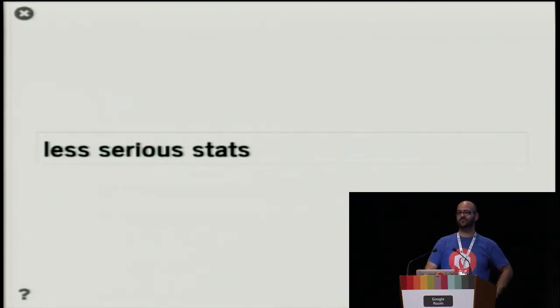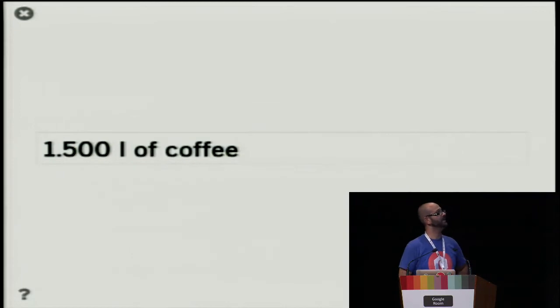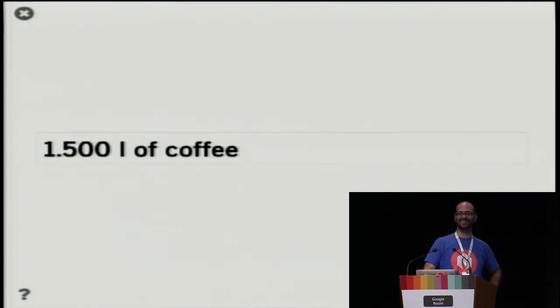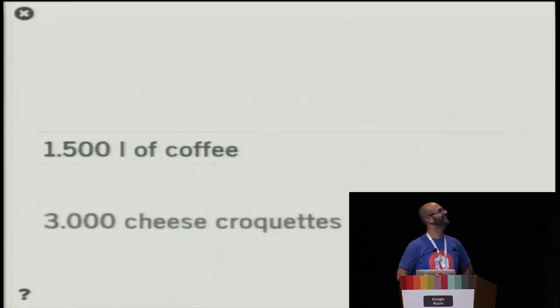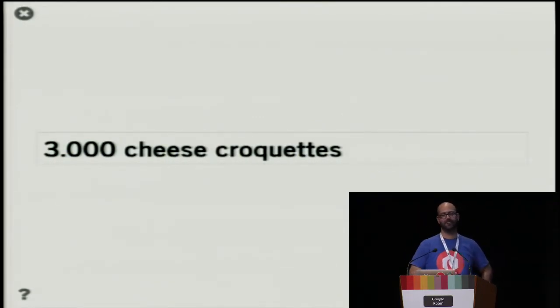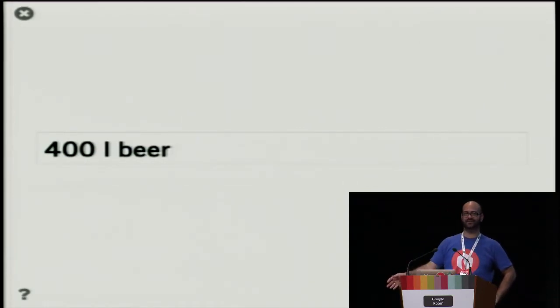And now some more of last year's statistics. We had 1,500 liters of coffee. Yeah. 3,000 cheese croquettes. 24,000 breakfast pastries. Actually, we had too much food. 400 liters of beer here.